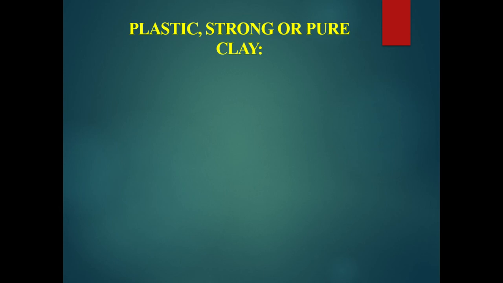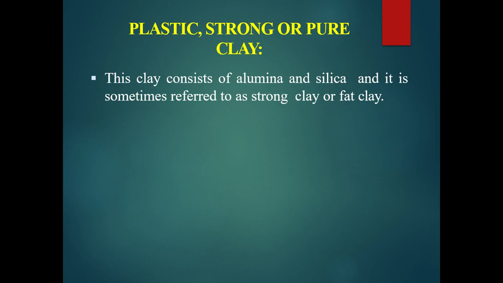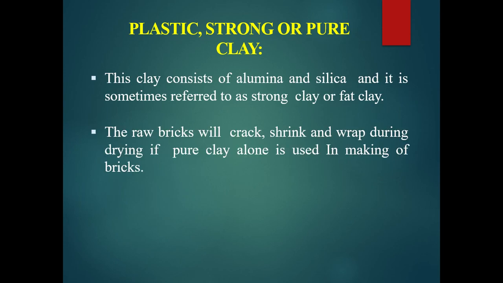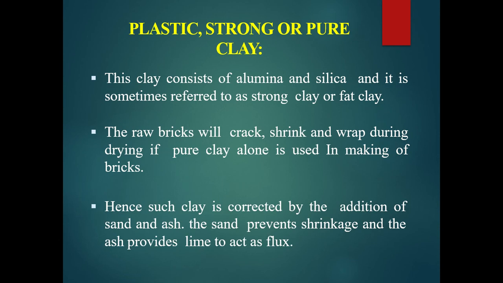Next is the last one, which is plastic strong or pure clay. This clay consists of a good amount of alumina and a good amount of silica, and hence it is called strong clay or fat clay. But one has to remember that the raw bricks, before the drying process, will crack and may change their size, and hence we cannot use this pure clay alone. One has to use ash or sand along with it. The outside sand also one has to use. Then only you can get a good type of brick.